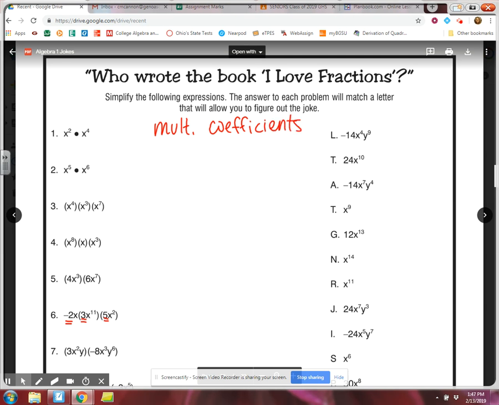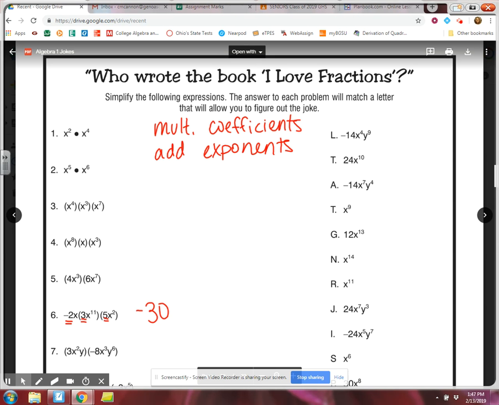So what will you get here? I'm on number 6. What will you get for your coefficient on number 6? What do you got here? Negative 30? Is everybody all right with that negative 30? You see where it comes from? Okay, what do we do with our exponents? Okay, so up top I want you to make note, add exponents.